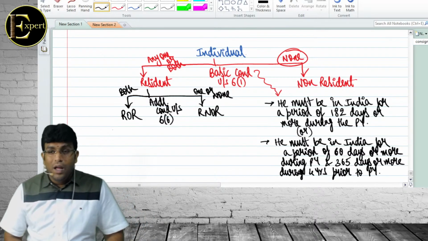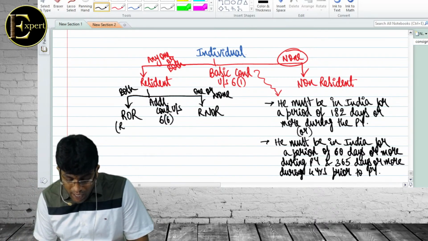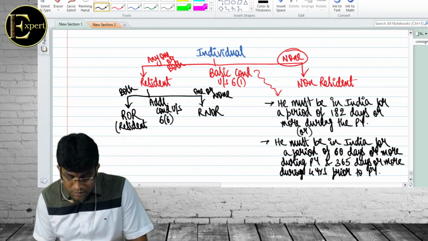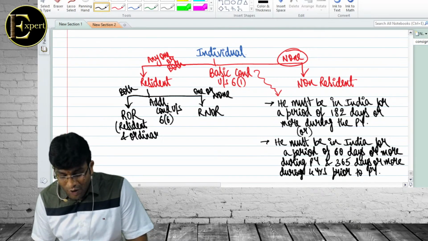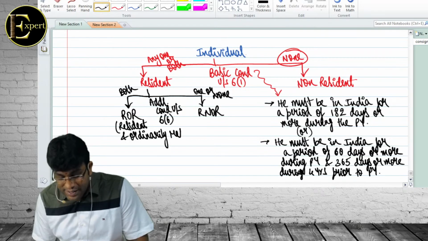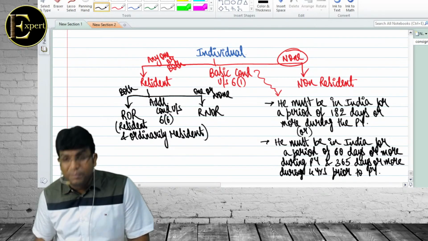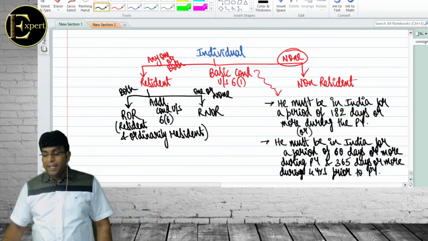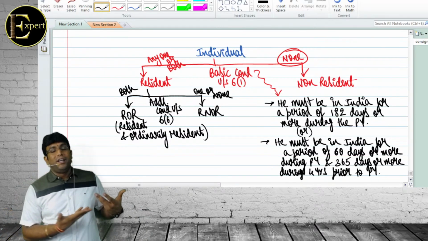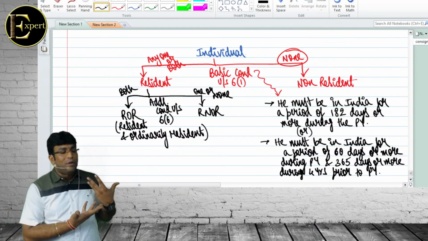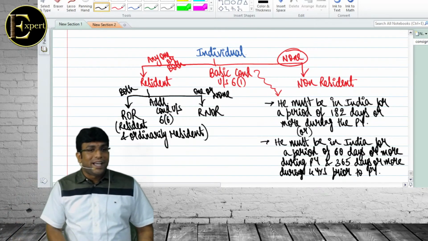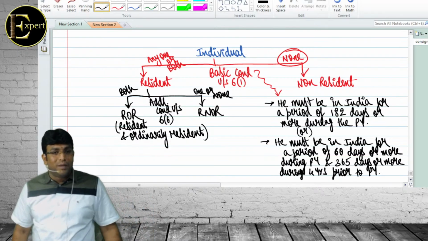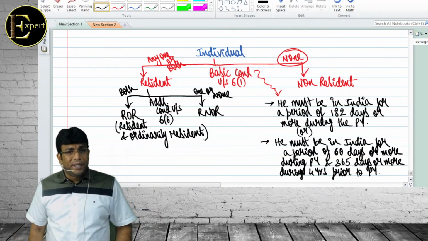Clear, beta? What is the meaning of this word ROR? Resident and ordinarily resident. It's the biggest blunder students are doing in the exam, writing as resident and ordinary. Bhaiya, he is not ordinary, he is an extraordinary fellow. Once he becomes ROR, we will beat him up, that is the level of tax on him. Because ROR fellow is taxed on global income. We'll talk soon. So getting my point, everybody?